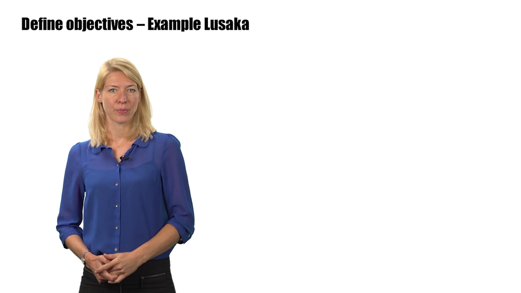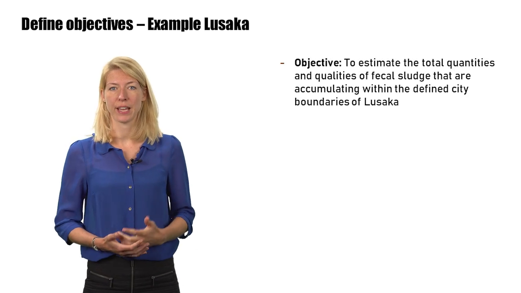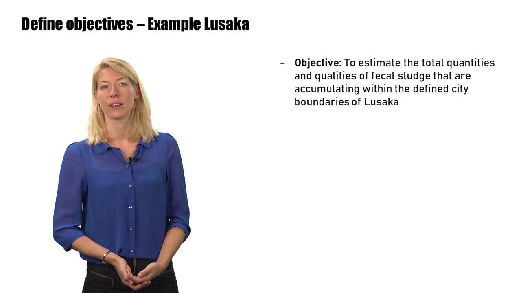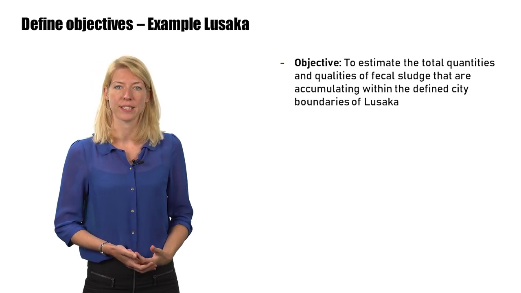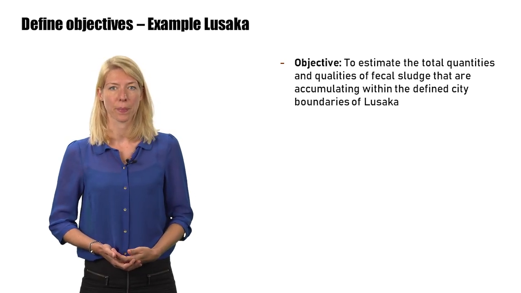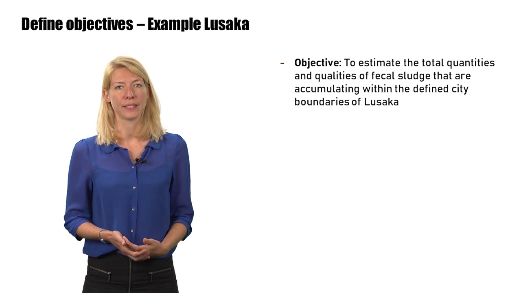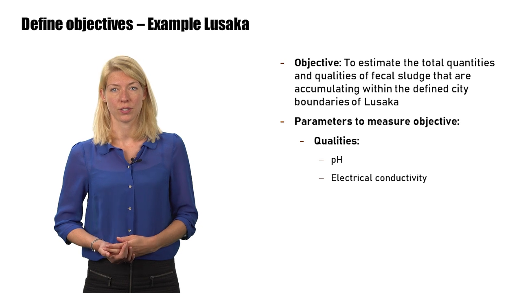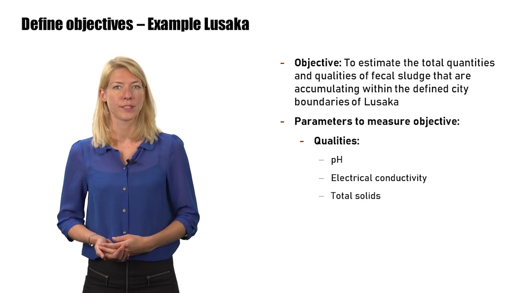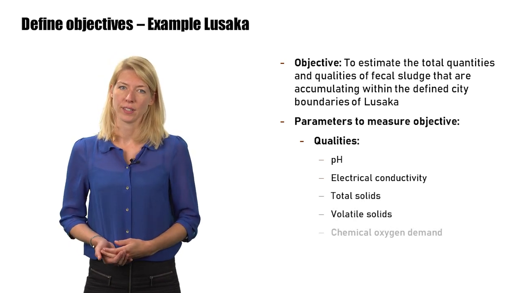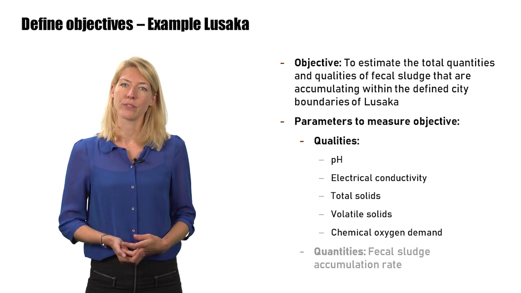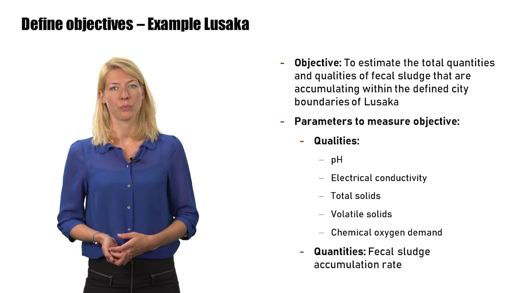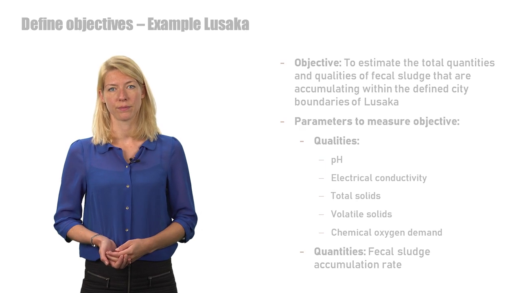For example, in Lusaka, the objective was to estimate the total quantities and qualities of fecal sludge that are accumulating within the defined city boundaries of Lusaka. The quantities and qualities that we focused on were pH, electrical conductivity, total solids, volatile solids, chemical oxygen demand, and fecal sludge accumulation rate, because these are all important parameters for treatment.